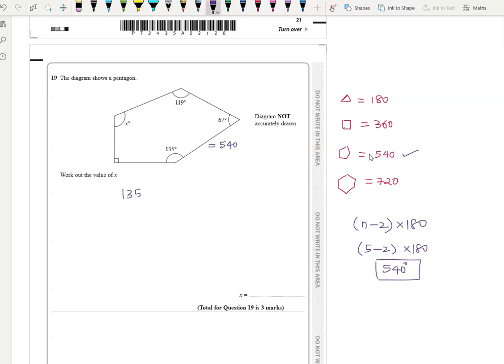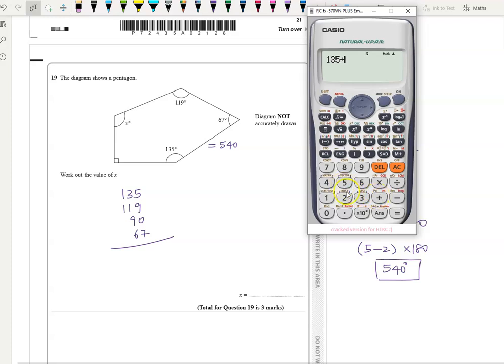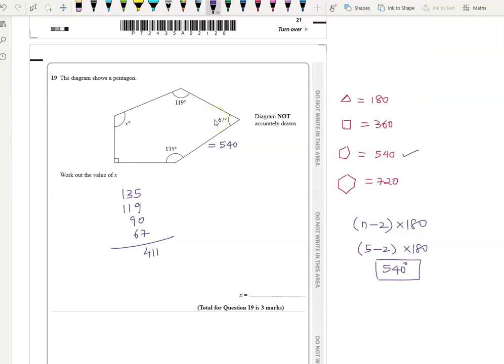So we have 135, 119, 90 and 67. Now put this in your calculator. So we have 135 plus 119 plus 90 plus 67, that gives you a total of 411. Now this you need to subtract from 540. So 540 minus 411, that will give you 129. So your final answer, the value of x, is 129 degrees.